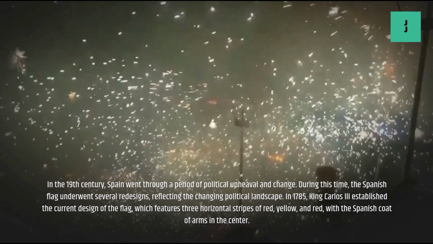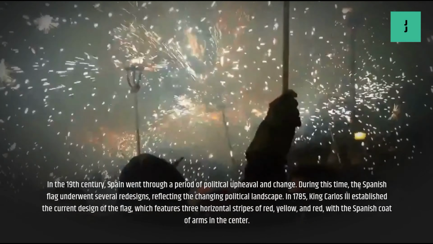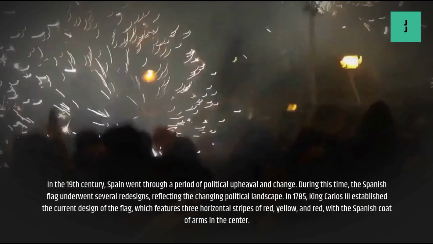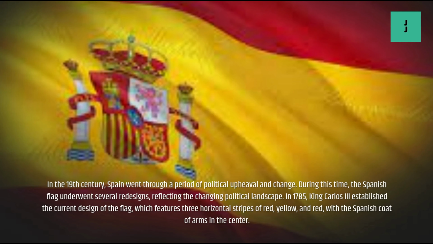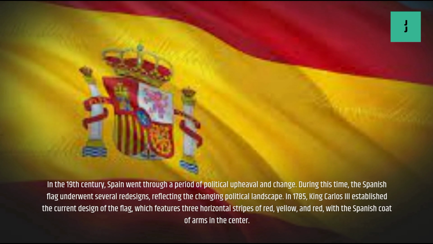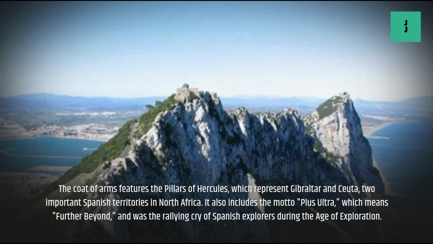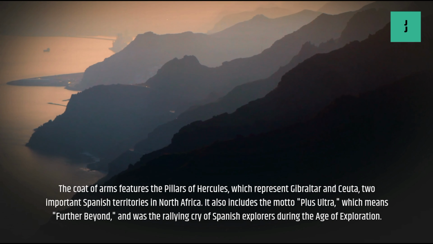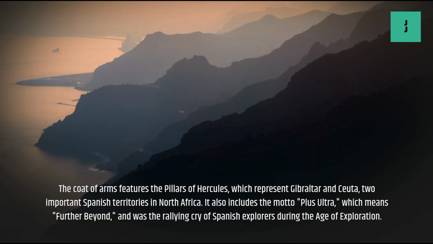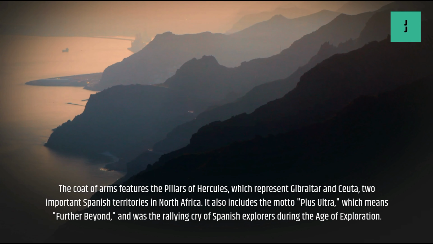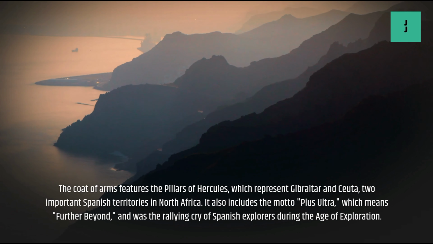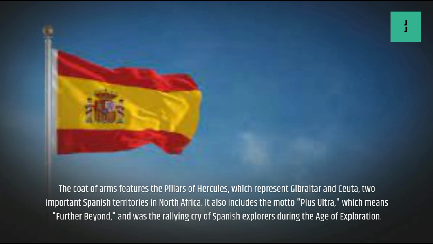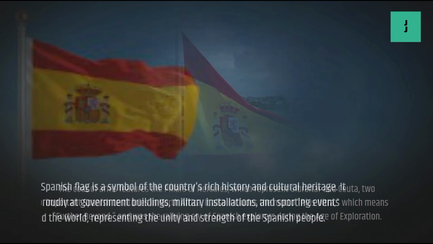In 1785, King Carlos III established the current design of the flag, which features horizontal stripes of red, yellow, and red, with the Spanish coat of arms in the center. The coat of arms features the Pillars of Hercules, which represent Gibraltar and Ceuta, two important Spanish territories in North Africa. It also includes the motto Plus Ultra, which means further beyond, and was the rallying cry of Spanish explorers during the Age of Exploration.